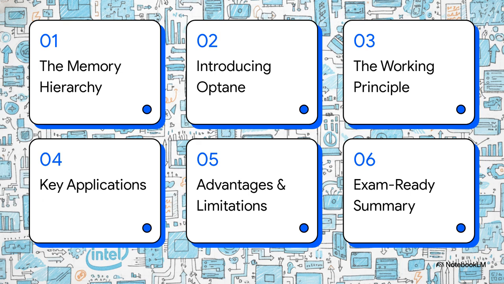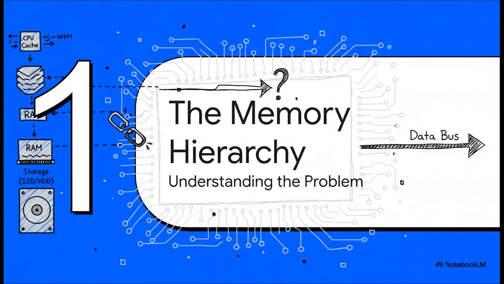Intel Optane and 3D XPoint. We'll cover its working principle, its applications, its advantages and limitations, and finally, a summary of key points for your review. So before we can understand the solution, we must first have a very clear picture of the problem. This begins with a fundamental concept in computer architecture, the memory hierarchy.